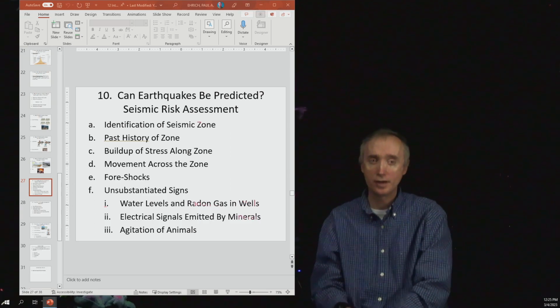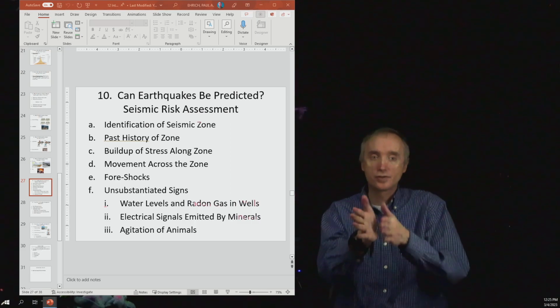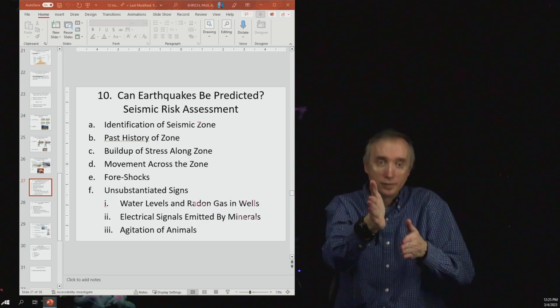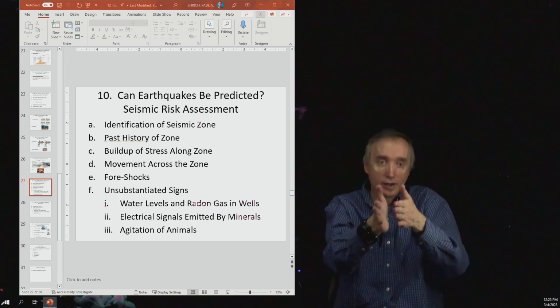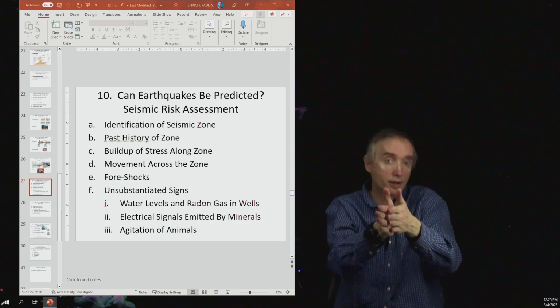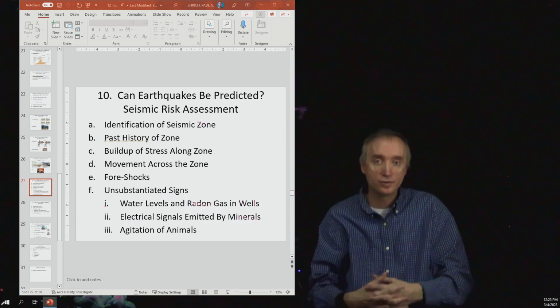Okay, then another thing is to look for signs of stress along the zone. So if there's a lot of stress, that is, you've got a force going this way, and then you've got a force going this way, and then the two of them are going to slip. You can monitor that stress and look for signs of buildup of the stress. So the more stress that's on a fault, the more likely that fault is to slip.